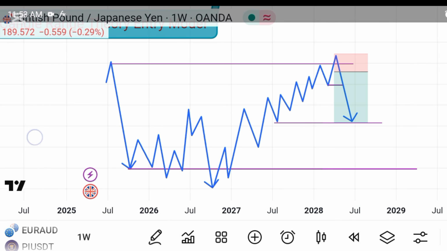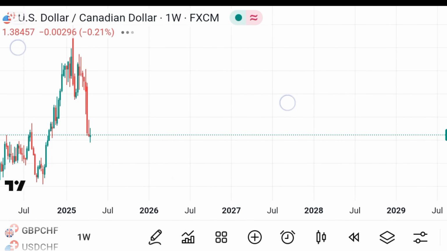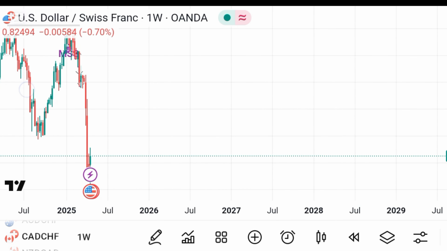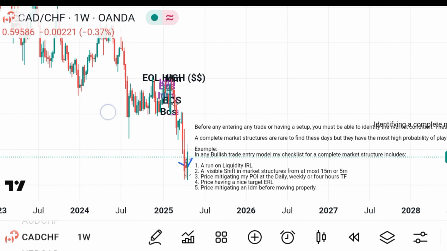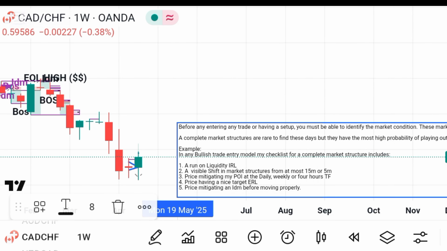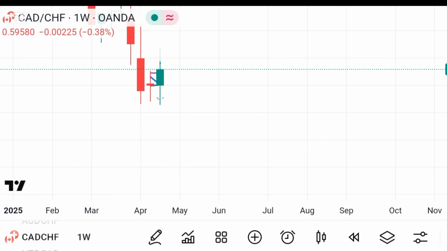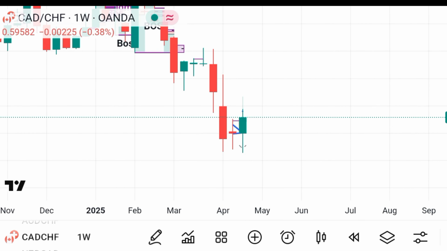That was the most recent candle range theory chart I had. CAD CHF. So now forget this. So this is CAD CHF. If I zoom in, see what happened here.